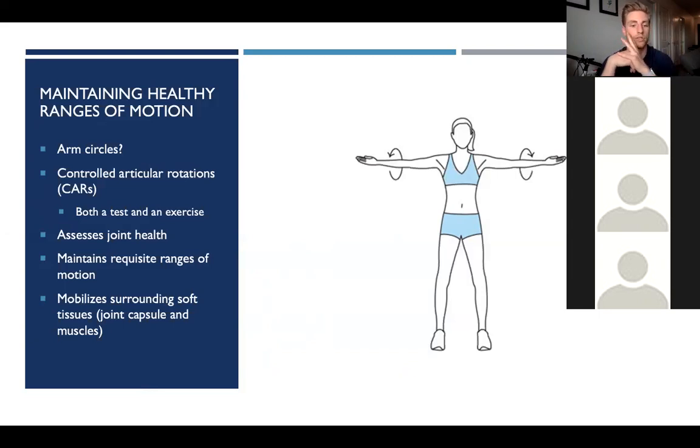So working on these controlled rotations is really a nice way that you can help maintain healthy joint ranges of motion. Now, these are an assessment tool, and they are a tool that you can use to maintain ranges of motion, but it is not something that you're going to look to improve your range of motion with, because for that, you're going to need to start to look at isometric loading. You're going to need to load up that joint like we talked about before.